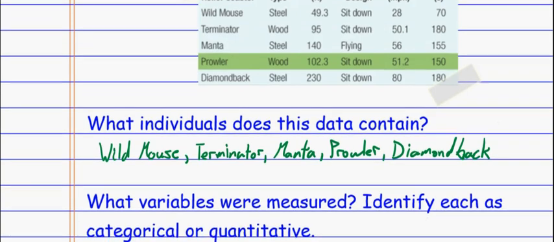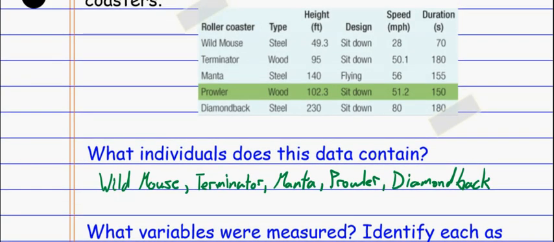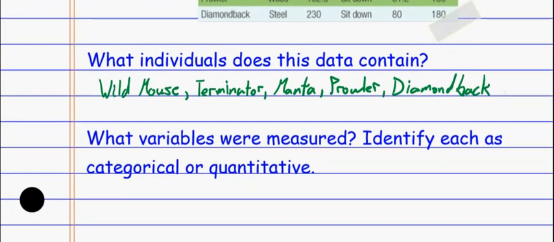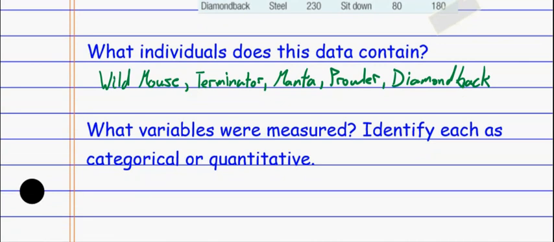And now I want to know what data I am collecting about those roller coasters. Those would be the variables. So the variables for this particular one: we're collecting data about the type of roller coaster, the height of the roller coaster, the design, the speed, and the duration. Okay. So those would be our variables because that's what we're collecting data about these individuals.